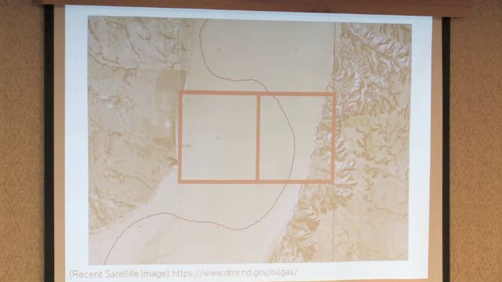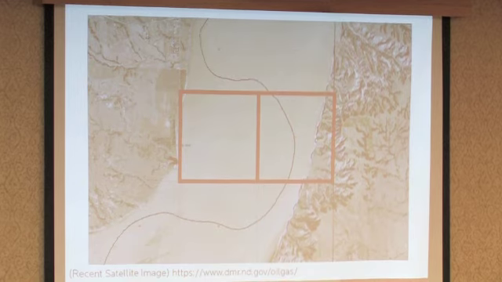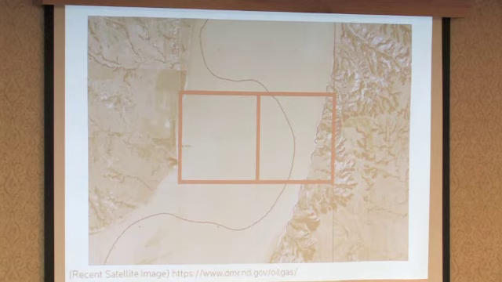Now the state has taken the position that it owns out to the ordinary high water mark prior to inundation with water from Lake Sakakawea. So we're naturally looking at historical images and historical surveys to determine where the ownership is today, which I think is fairly interesting.